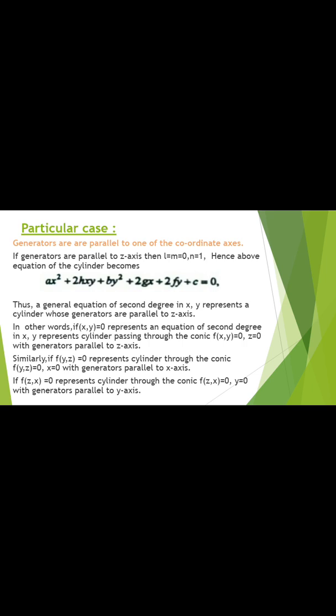In other words, if f(x, y) = 0 represents an equation of second degree in x, y, it represents a cylinder passing through the conic f(x, y) = 0, z = 0 with generators parallel to the z axis. Similarly, if f(y, z) = 0 represents a cylinder through the conic, then f(y, z) = 0, x = 0 with generators parallel to the x axis. And if f(z, x) = 0 represents a cylinder through the conic, then f(z, x) = 0, y = 0 with generators parallel to the y axis.